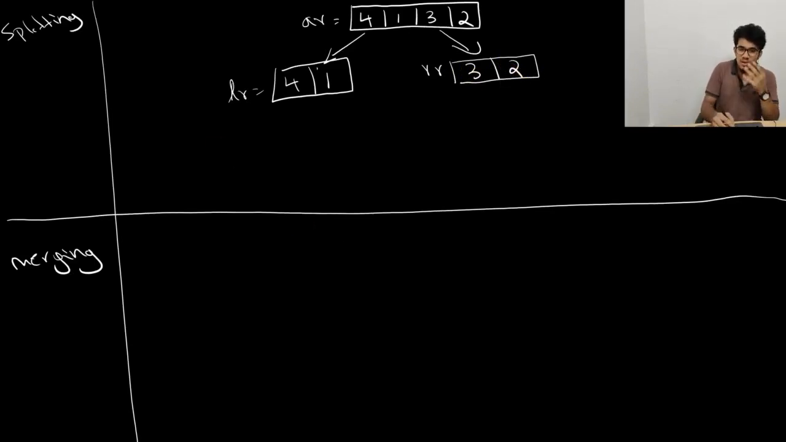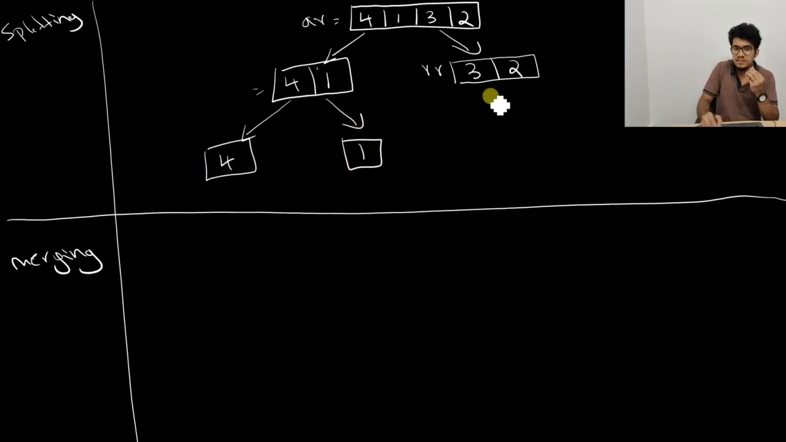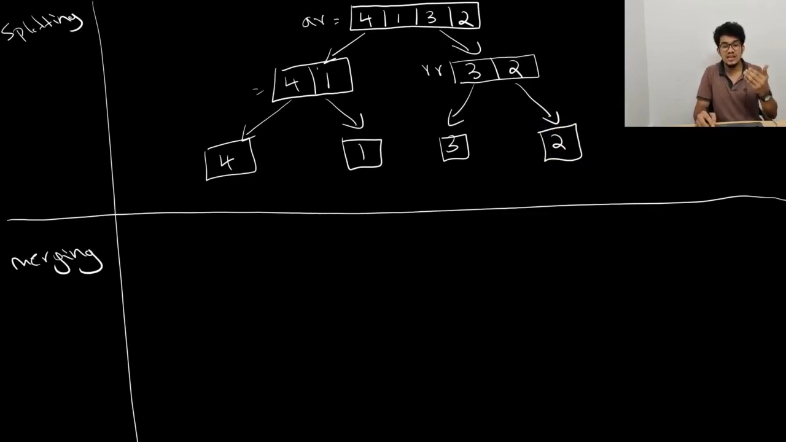Once again, after splitting, this 4, 1, you have to split again. I will split it into two parts. The left part is 4, the right part is 1. The left part for this array is 3, the right part for this array is 2. So I hope you are understanding. This is nothing but recursion.